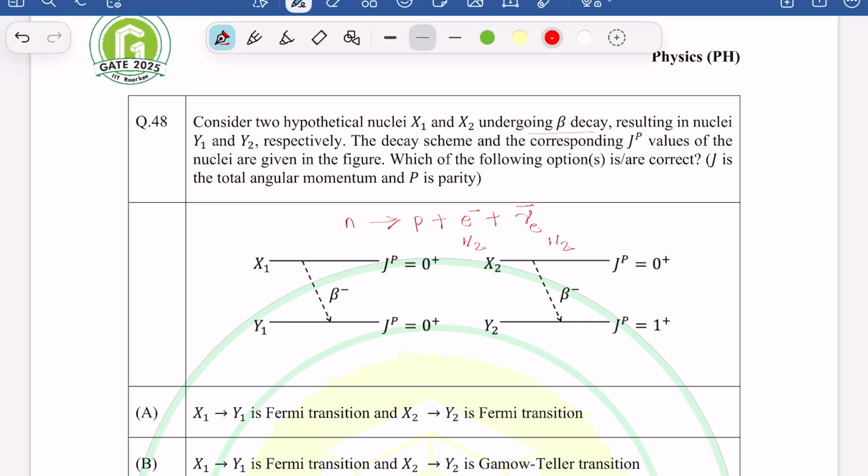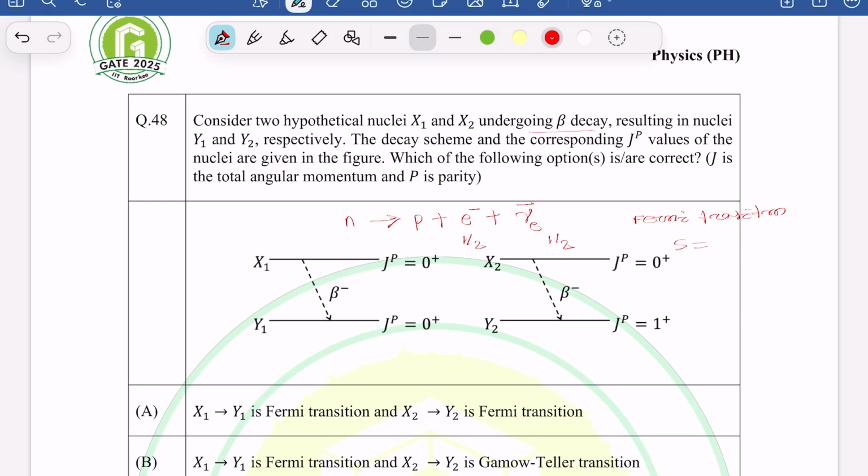One, Fermi transition. In this case, the total spin of the electron and electron type antineutrino is S equal to 0. That means the spins of the electron and electron type antineutrino are antiparallel.